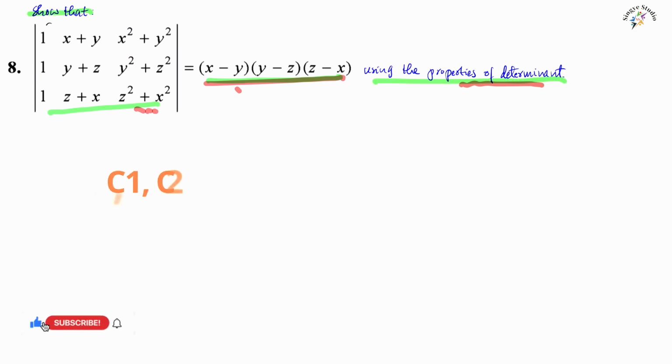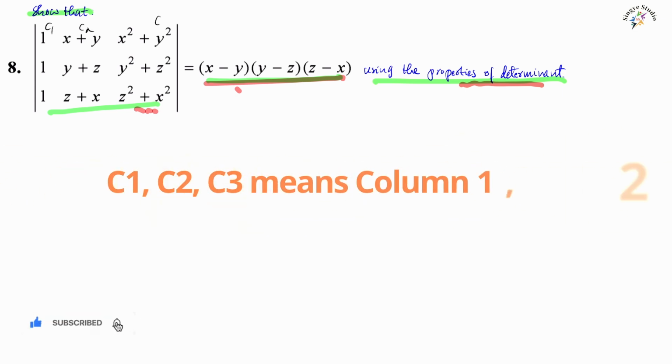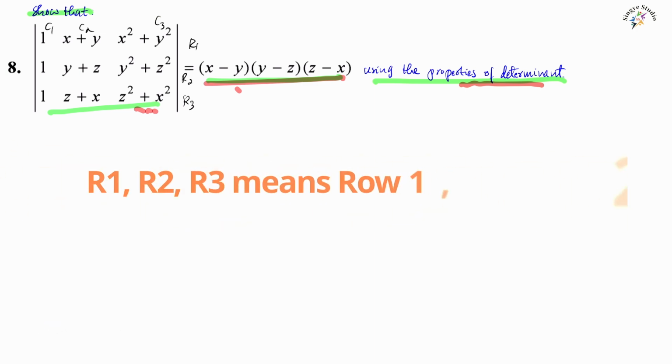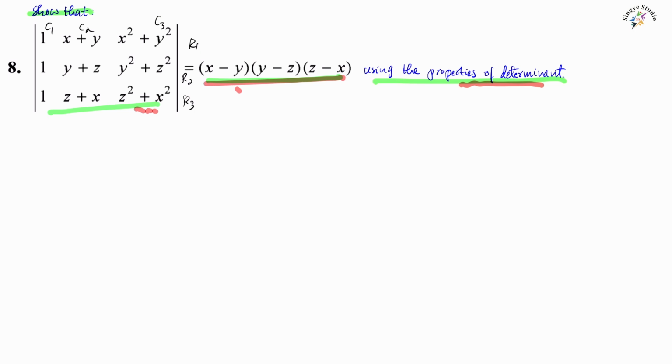So we have that this one is C1, C2 and C3, and we have R1, R2 and R3. While performing the operations, we have to make sure that we get some of these factors in the columns or rows. If I perform this operation to row 1, which is that I want to subtract row 2 from row 1, which is the same as adding negative of row 2 to row 1, right?